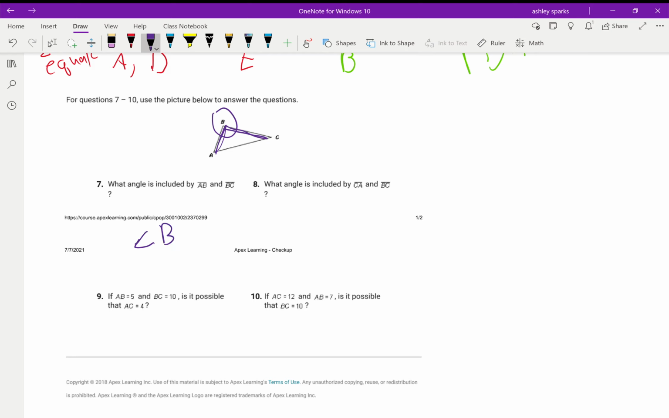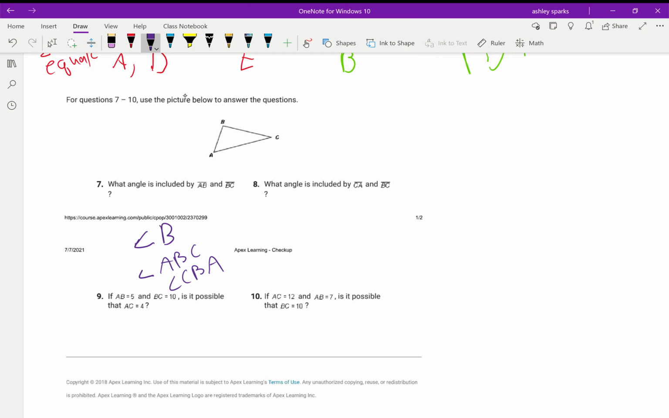Remember that angles can be written a few different ways, so it's possible if this was like a quiz question, you might also see angle ABC or angle CBA. But what you're looking for is that B is just in the middle. Again, that just could come down to how they decide to word a question on Apex for a quiz.